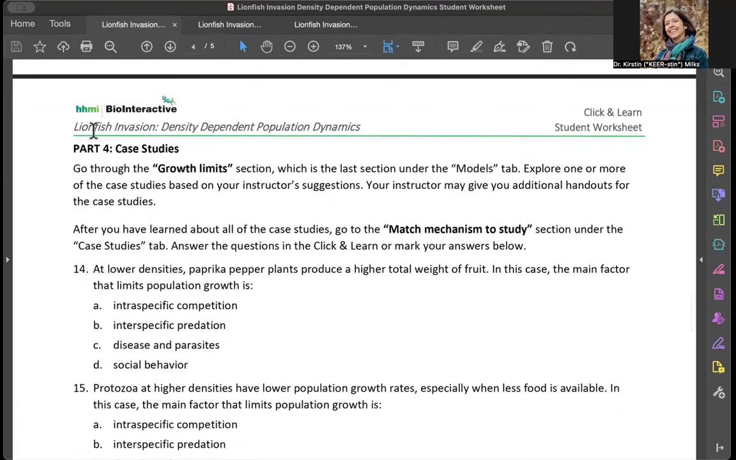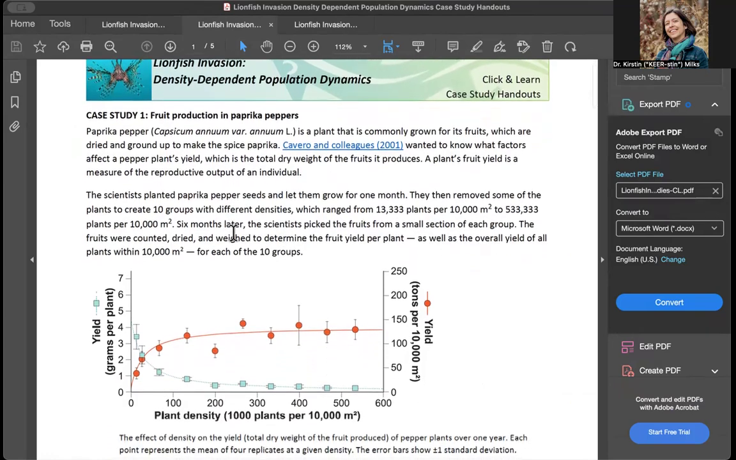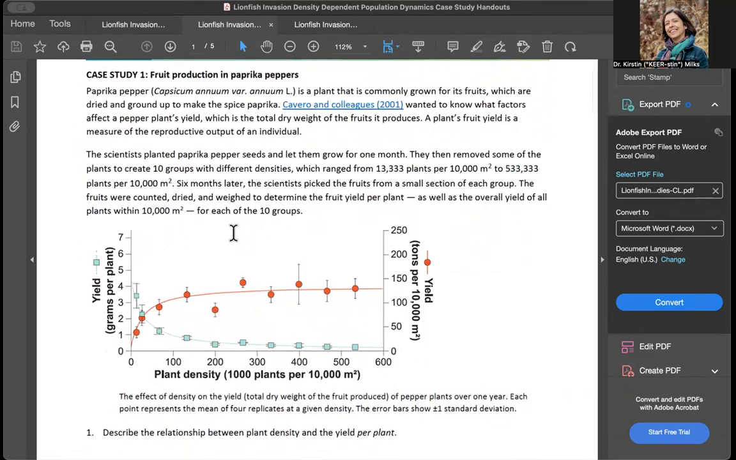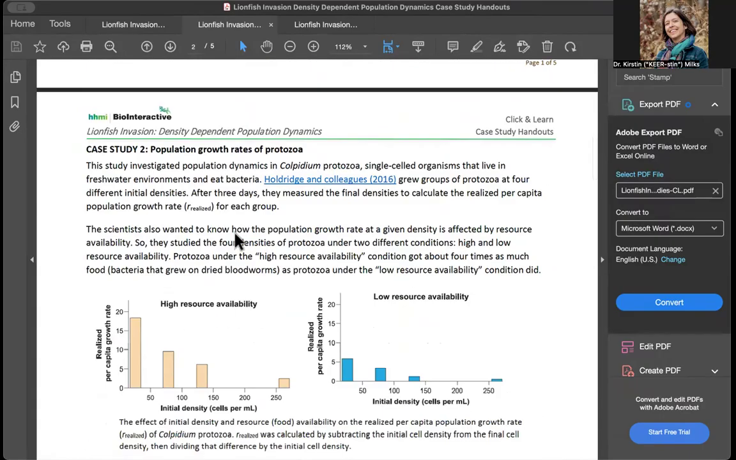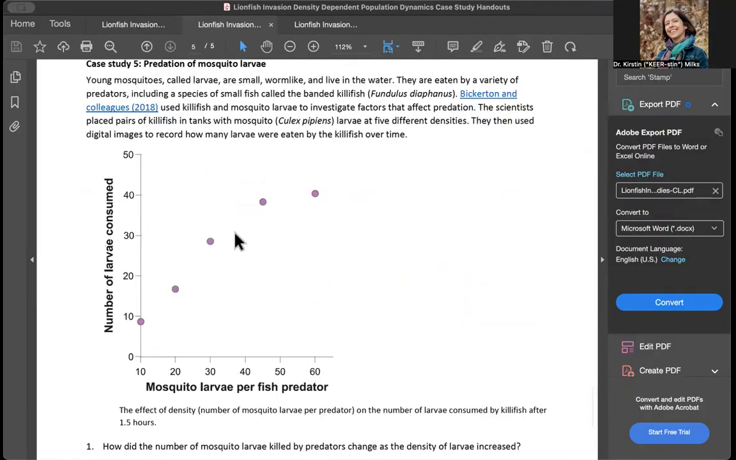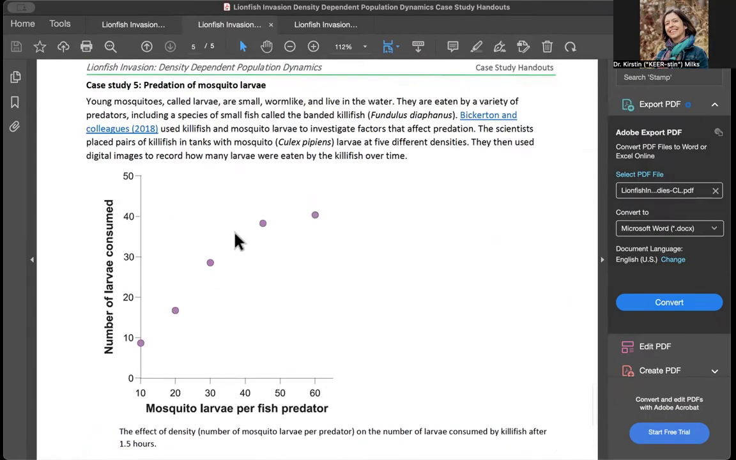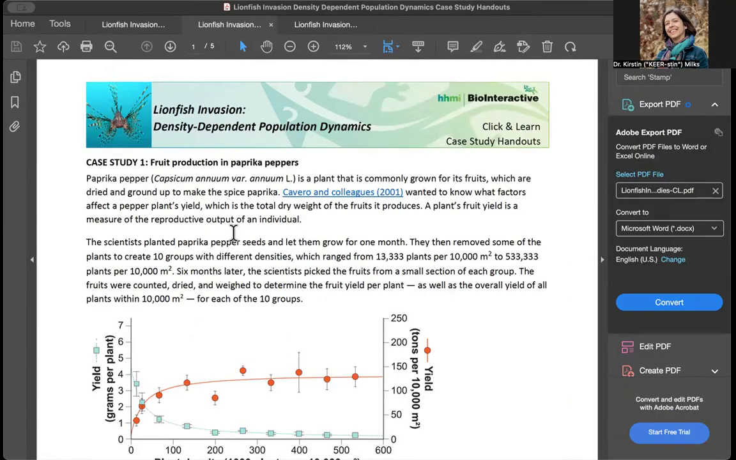Now, I wanted to show you that this is now linked directly in Canvas as well as in the assignment. And it's a document that has information about the case studies. So what you're going to do today is read the case study and look at the graph. Read the case study and understand the graph. You're going to do that for all of these. You do not need to answer all of the questions. You just need to take a look at those case studies so you have some examples.